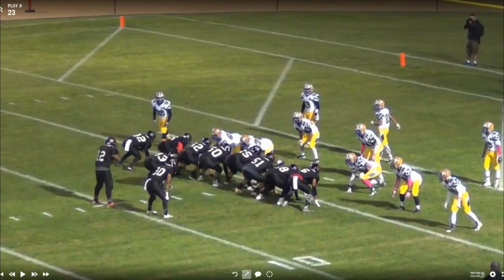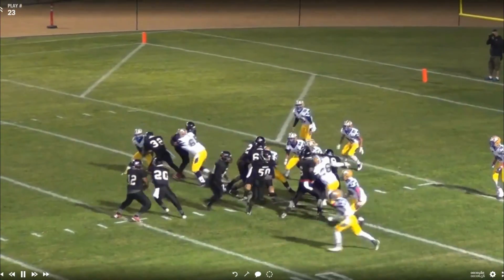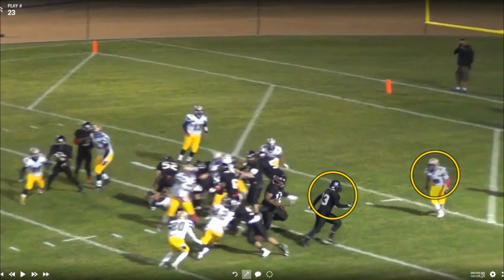Okay, continuing with our theme regarding blocks below the waist. This is a block below the waist committed by the defense. Let's just take a look at this play. Now, notice the ball carrier is behind the lead blocker, it's probably number 13 there.